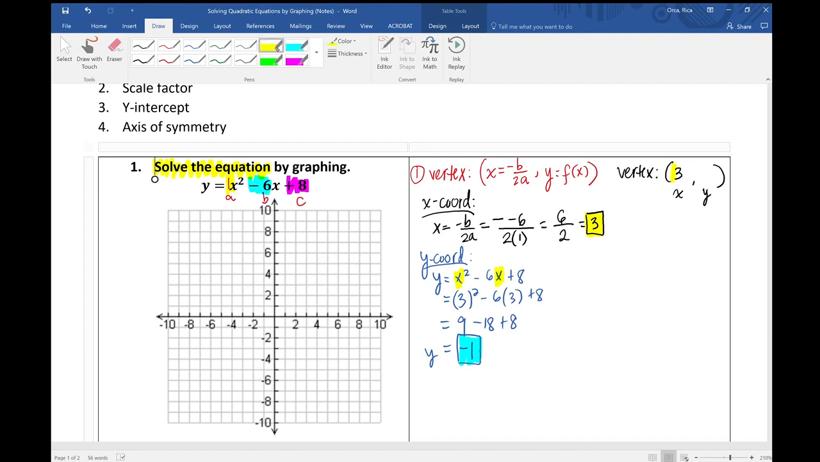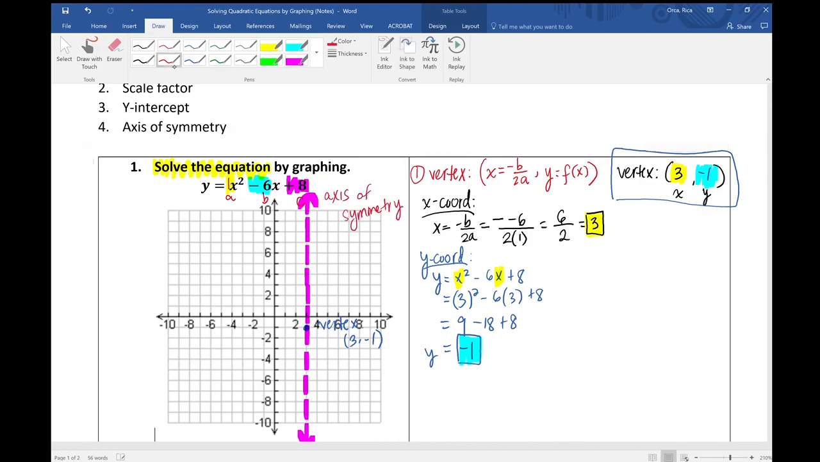Let's take that value and just write it in. The vertex is at 3, negative 1. Now that we've established that, let's go ahead and plot our vertex at 3, negative 1. Label the vertex 3, negative 1. Now let's draw the axis of symmetry. The axis of symmetry is on x equals 3. Okay? x equals 3.